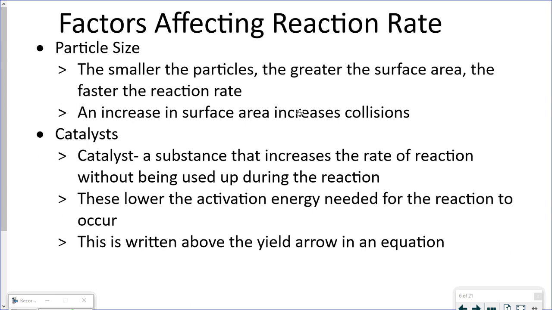Other factors affecting reaction rate, the first one we're going to look at is particle size. The smaller a particle is, it has a greater surface area, so there's more locations for collisions to occur. So it's going to end up being a faster reaction rate. So increasing the surface area increases the number of collisions, which speeds up the reaction.